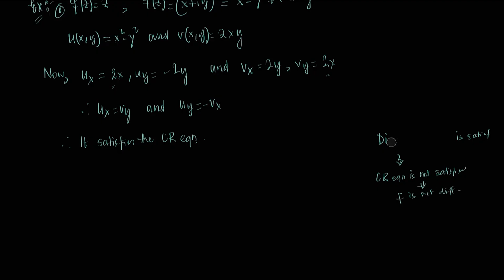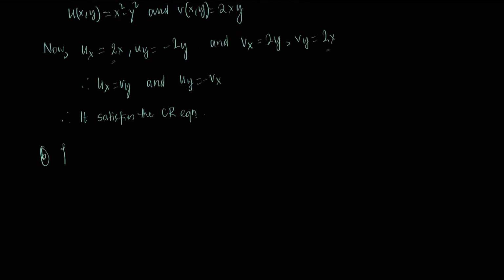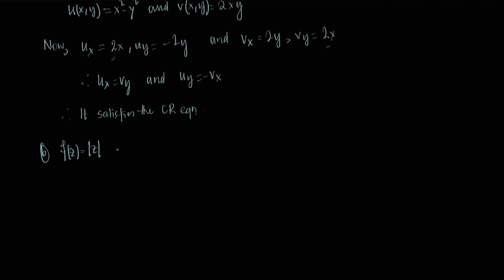So let's take this example: f(z) equals mod z. Let's see if the CR equation is satisfied or not. Again, for the CR equation, you break it up into an R2 to R2 function. Z is x plus iy, so mod z squared is nothing but x squared plus y squared. What about the complex part? There is no complex part in this particular case. There is that power half there.